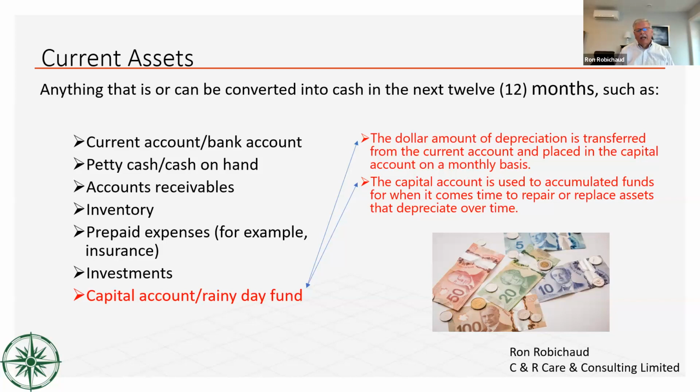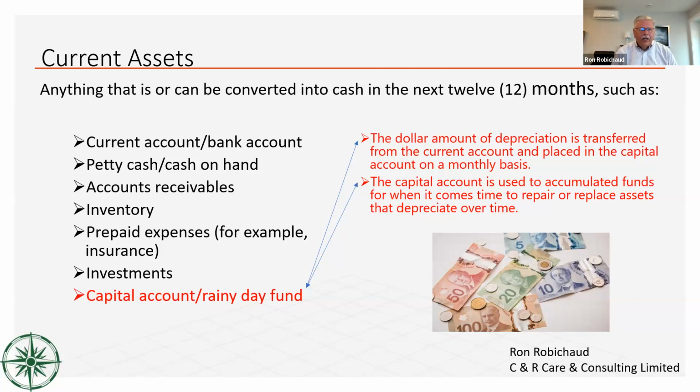So this is where it's important to understand what the elements of the current assets are. Current account, bank account, that's cash, petty cash or cash on hand. Accounts receivable, hopefully that's somebody who will pay you within the next 30, 60, 90 days. So it is something that will be converted into cash in the next 12 months. Inventory, typically it's supposed to be converted into cash in the next 12 months.